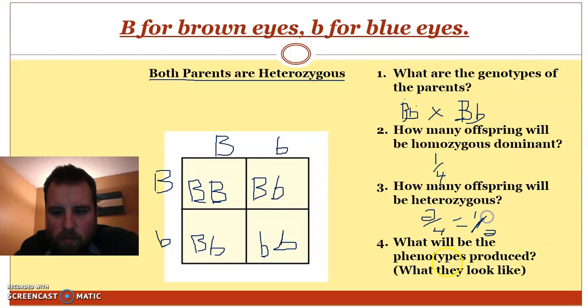And what will be the phenotypes produced? What are they going to look like? So, again, brown or blue. This one will be brown, right? Brown and brown. This will be brown for brown dominant over blue. This one will be brown for brown dominant over blue. And this guy, little b, would actually be blue, because there is no brown. So, you could say here we'd get 3/4 or 75% would be brown, and 1/4 would be blue.